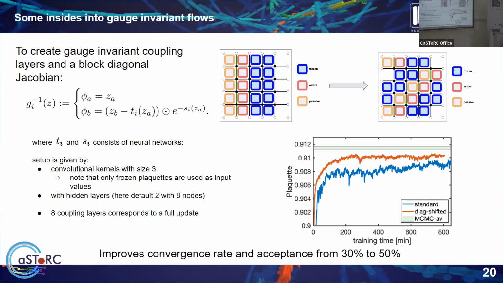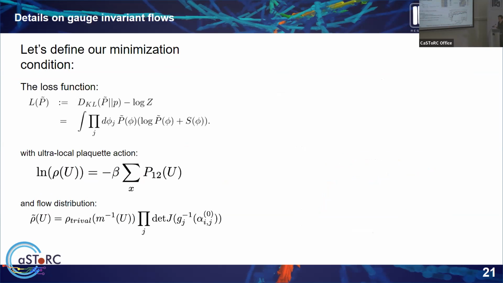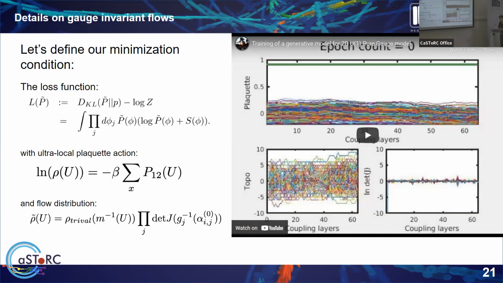These neural networks consist of a convolutional kernel of size 3. They use these frozen plaquettes as input values, and usually we use 2 hidden layers with 8 nodes each, and if we have 8 of these coupling layers behind each other, we have a full update of all gauge links in our lattice. Okay, so let's take a look at the training.